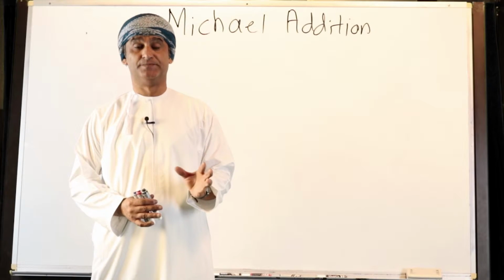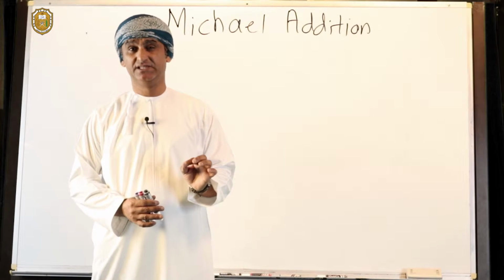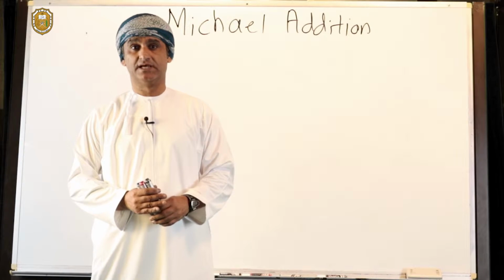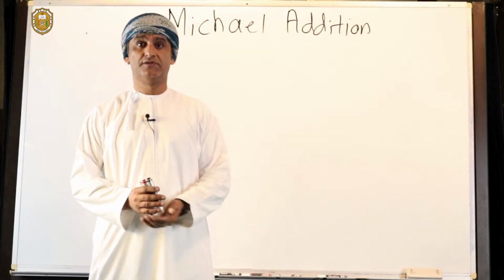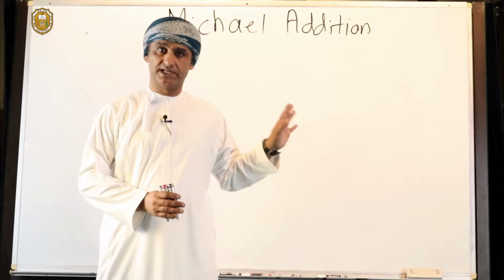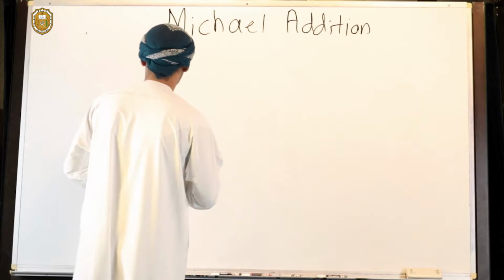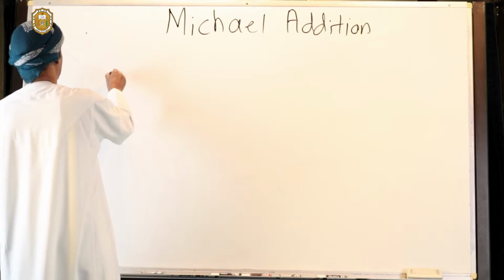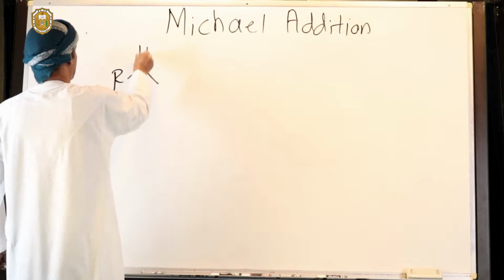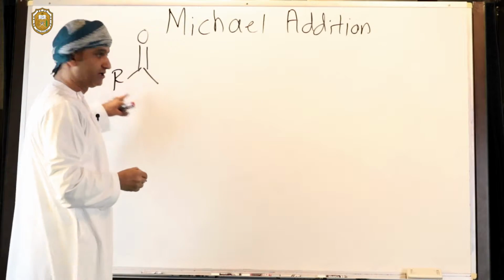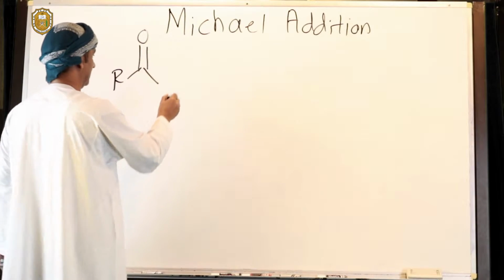So Michael addition is the reaction between an enolate and an alpha beta unsaturated carbonyl compound to give a 1,5-dicarbonyl compound. Let's draw a scheme for the reaction in general. So this is the ketone in general, again with an alpha hydrogen.